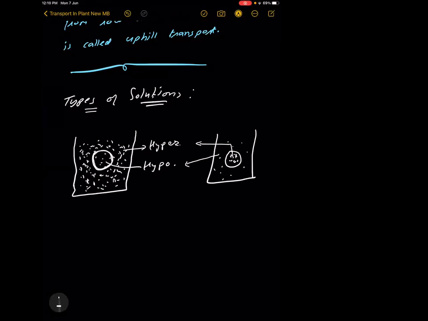So in which case, this is A, this is B, in which system does exosmosis occur? A, sir. Why? Because in A the outside is hypertonic and inside is hypo. The cell loses water. Yes, water moves out from the cell and the cell gets plasmolyzed. Okay, good. So this is a hypertonic solution.